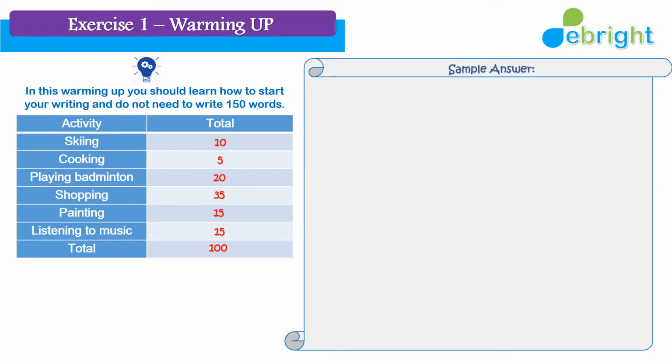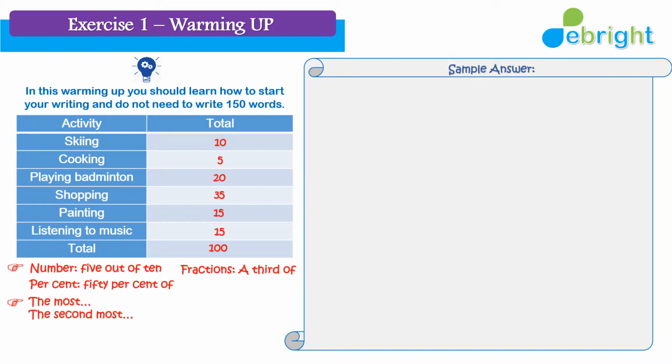Let's start with some expressions we will use in this task 1 of IELTS writing. Yes, you can start with the data. We can use numbers, for example, 5 out of 10. We can also describe by saying percent, for example, 50% of. And then we've got fractions, a third of. You can also make general statements, for example, the most, the second most, the third most, and the least. Or you can also write in different expressions. For example, the majority, a large number of, and then very few and hardly any.